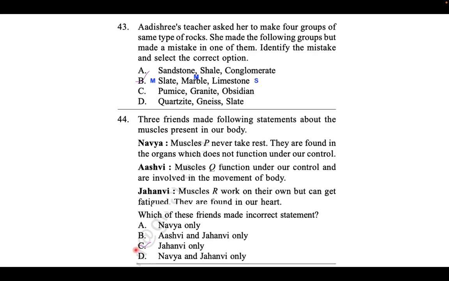P, Q and R refers to smooth muscle, skeletal muscle and cardiac muscle respectively. Cardiac muscles are found in our heart. They are involuntary muscles and work throughout our lifetime without getting fatigued.